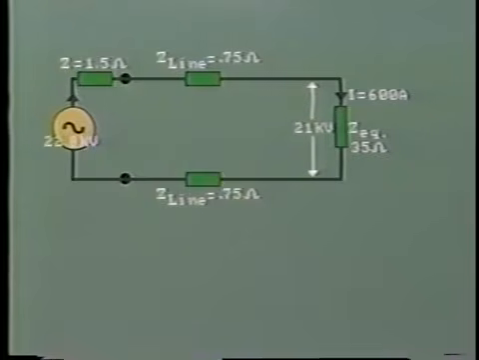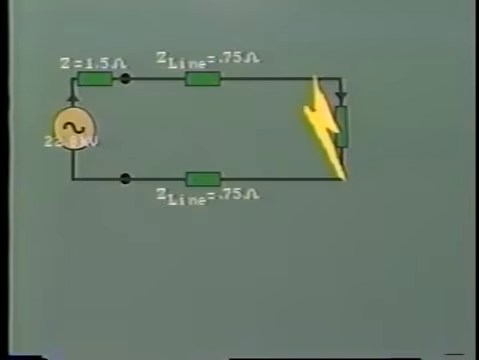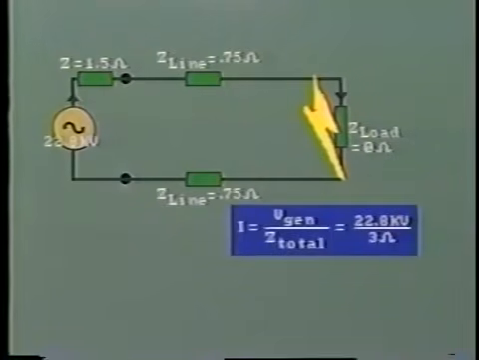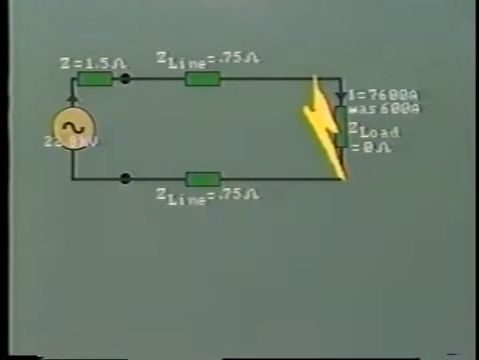Now let's see what happens if we have a direct short circuit at the far end of the line, right across the load. The load impedance now falls to 0. As a result, the total current circulating through this circuit will now be 22.8 kV divided by 3 ohms, which equals 7,600 amps. This is a tremendous change in magnitude of current, increasing from 600 to 7,600 amps.